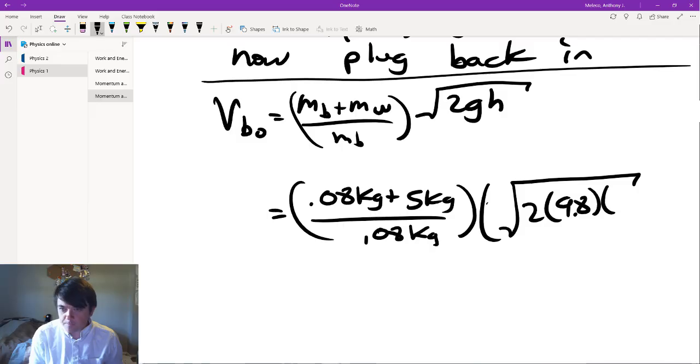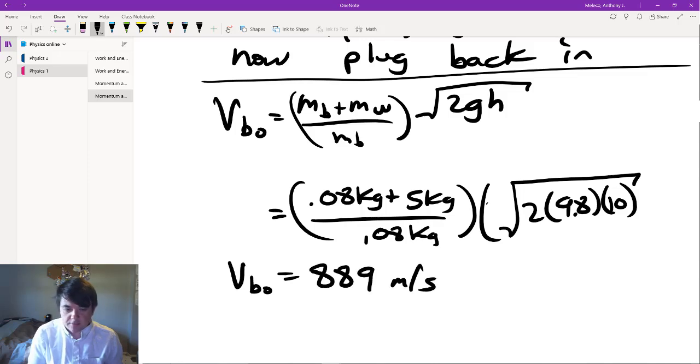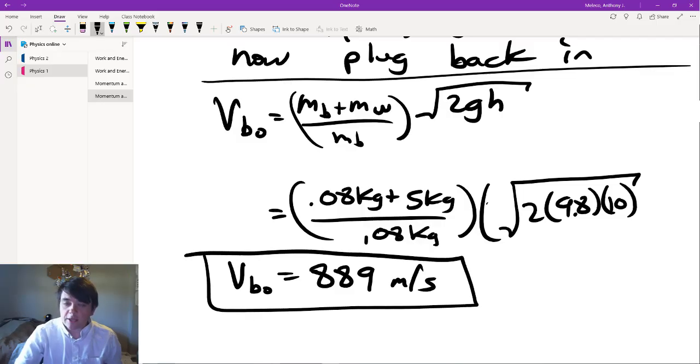9.8, 10. And what you end up getting is VBO equals 889 meters per second. So it needs to move pretty quick to propel that mass of wood upward. Okay.